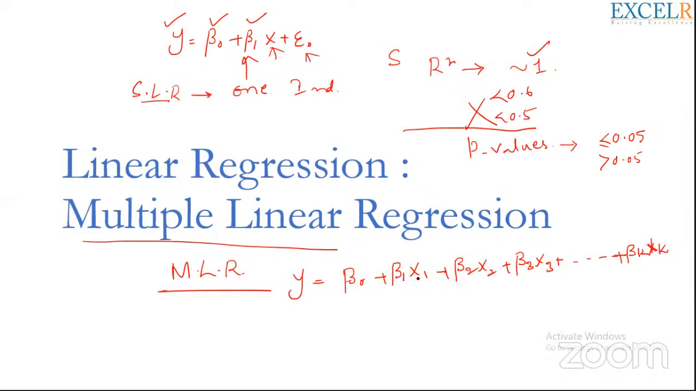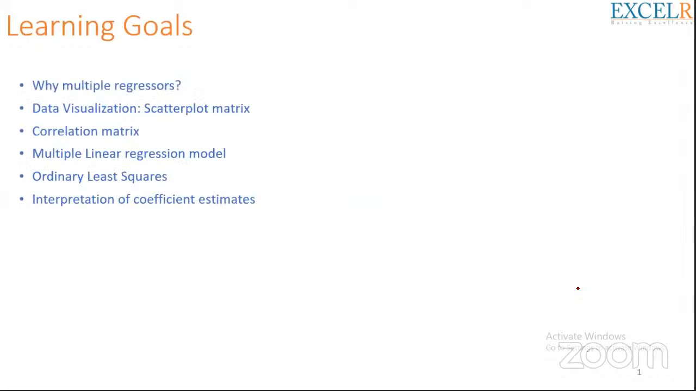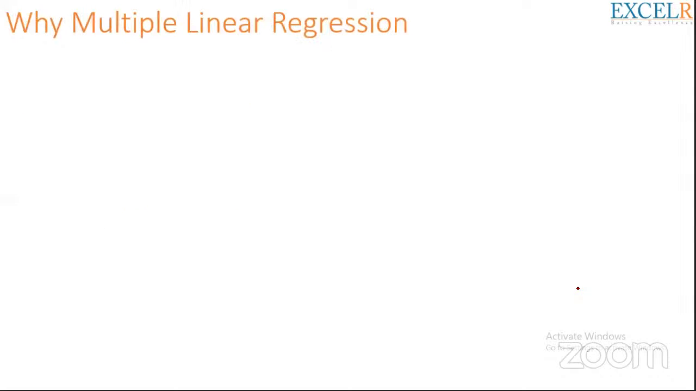Meaning, in the multiple linear regression equation, we are going to use multiple independent variables, based on the problem statement. So we are not going to limit the equation or the variable set to only one independent variable. Here we are going to consider multiple independent variables. That is called multiple linear regression equation. These are the learning goals. Anyway, we are going to discuss that in detail.